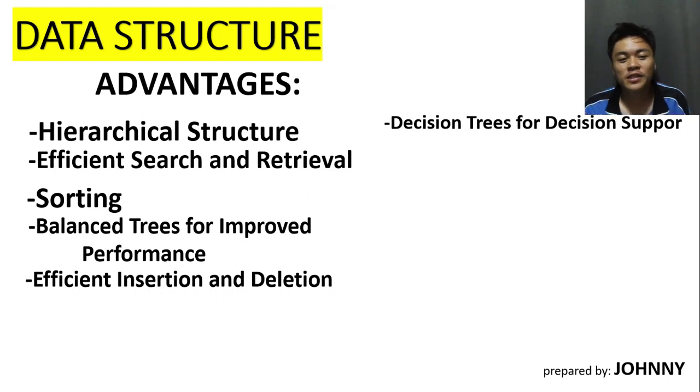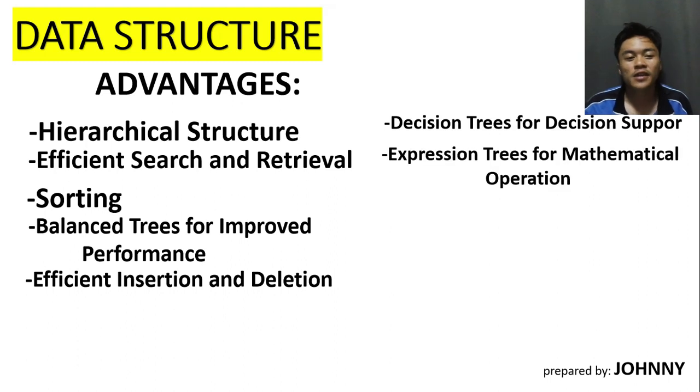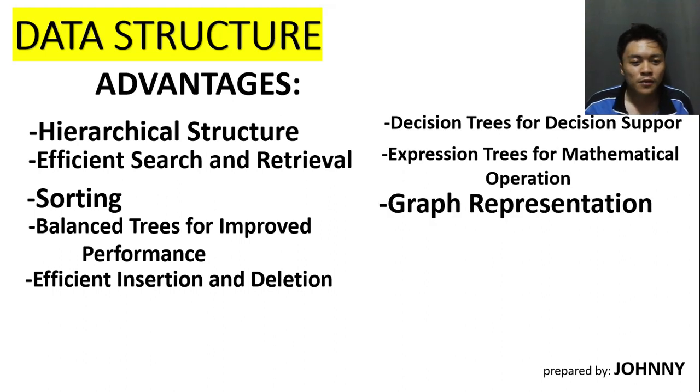And then expression trees for mathematical operations. Expression trees are used to represent mathematical expressions in a tree structure. This can be advantageous in evaluating and simplifying mathematical expressions. Another one is graph representation. Trees can be used to represent graphs, where each node represents a vertex, and the edges are the connections between nodes. Trees simplify certain graph algorithms and make them more efficient.